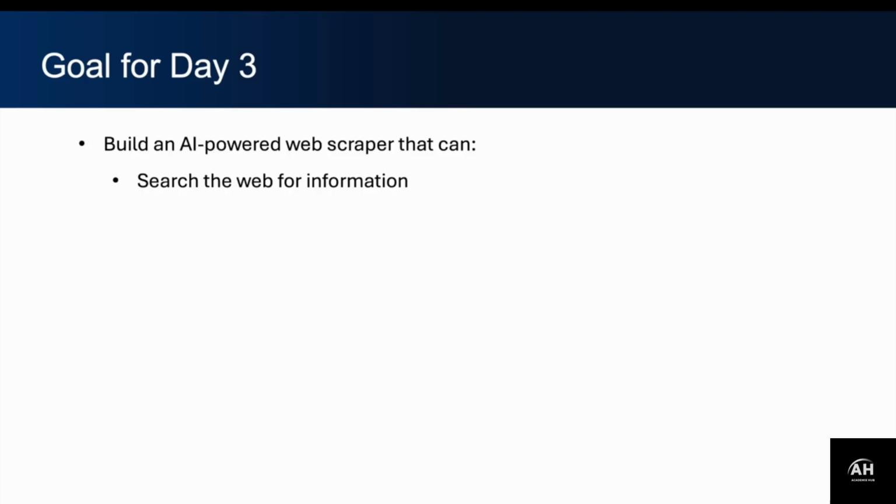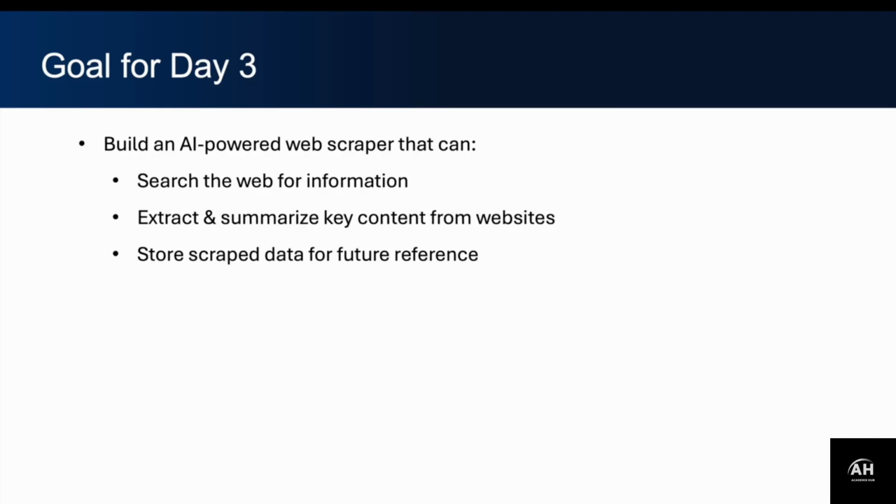The goal for today is to build an AI-powered web scraper that can search the web for information, extract and summarize key content from websites, store the scraped data for future reference, and work as an autonomous research assistant. By the end of today, you'll have an intelligent AI agent that browses and summarizes websites like a pro. So without further ado, let's jump into our AI-powered web scraper agent.